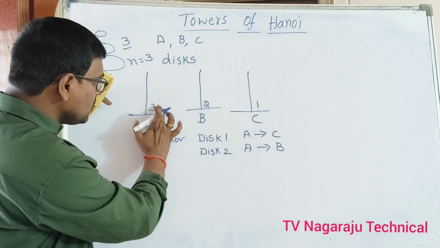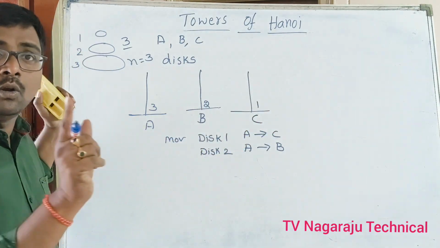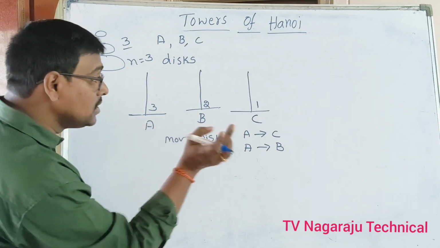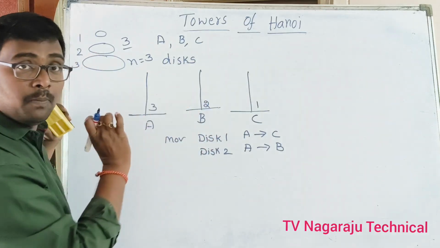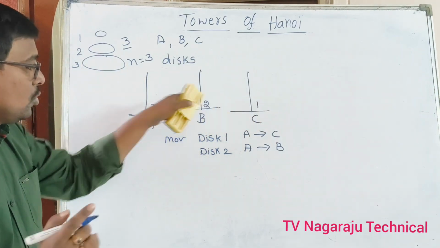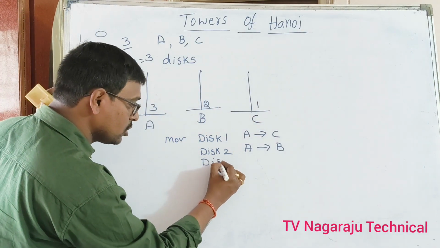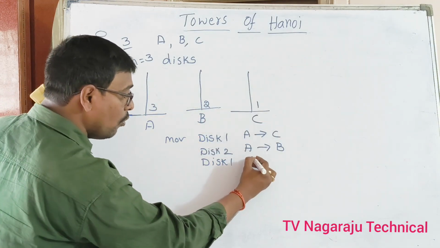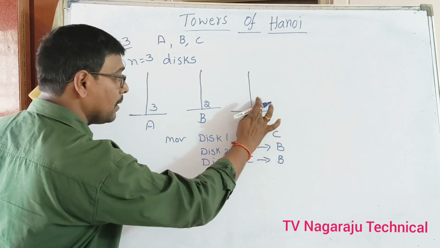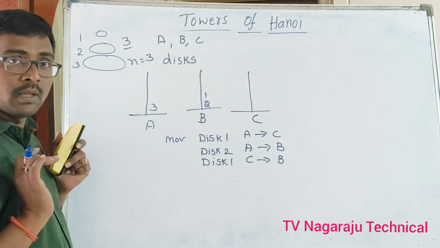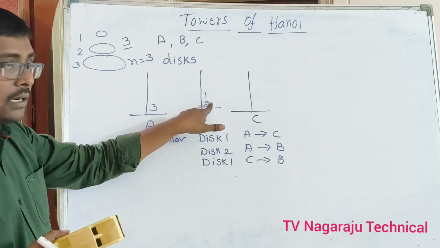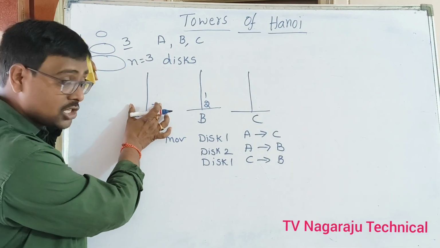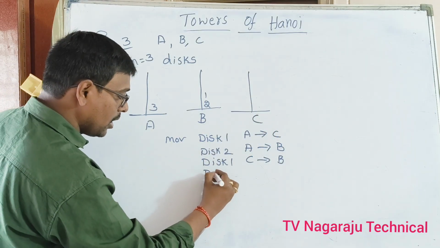Now, is it possible to place 3 on the top of 1? No. Why? 1 is the smallest one, 3 is the largest one. Is it possible to place 1 on the top of 2? Yes. 1 is the smallest, 2 is the larger. So, in the next step, disc 1 is moved from C to B. By this, 1 is on the top of 2. There is no problem. Now, rod A contains only the largest disc. Rod C is empty.